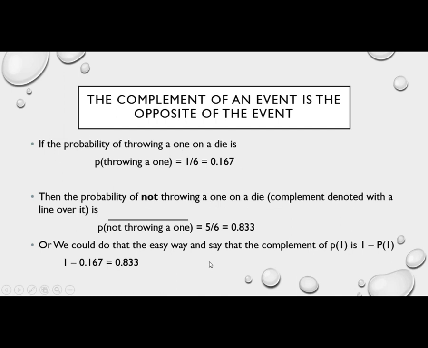Okay, the complement of an event is the opposite of an event. So the probability of throwing a 1 on a die is 1/6 or 0.167. Then the probability of not throwing a 1 on a die, the complement, which is denoted with a line over it, is 5/6, which is 0.833. Or we could do it the easy way and just say the complement of P of 1 is 1 minus the probability of 1. So instead of doing the opposite, we just subtract this from 1 and get the complement's probability.